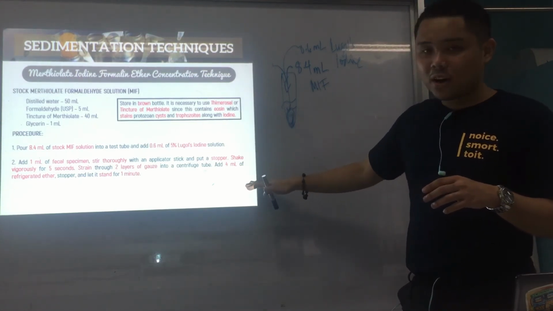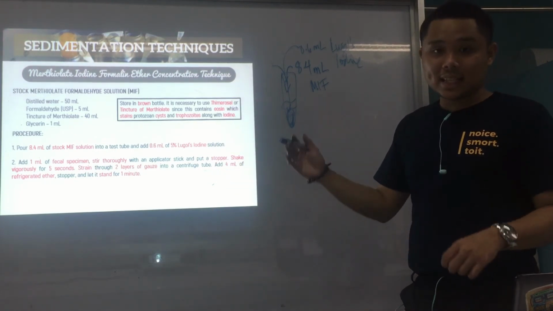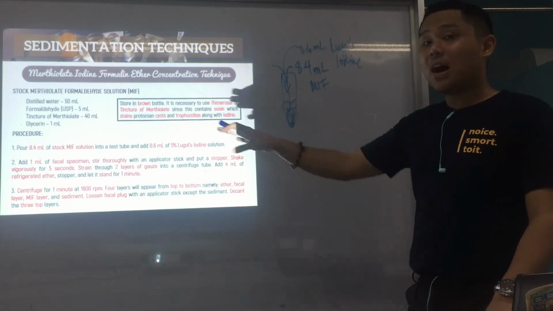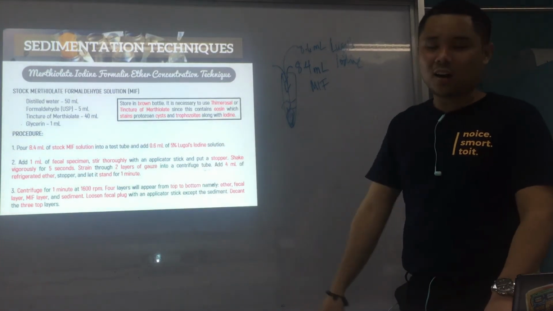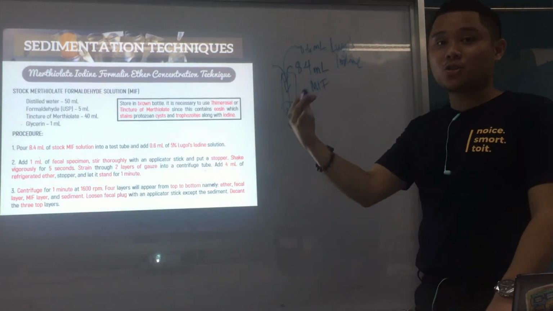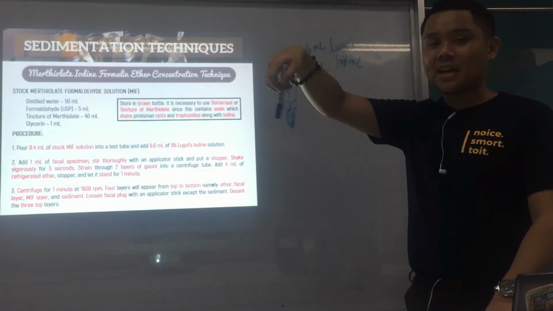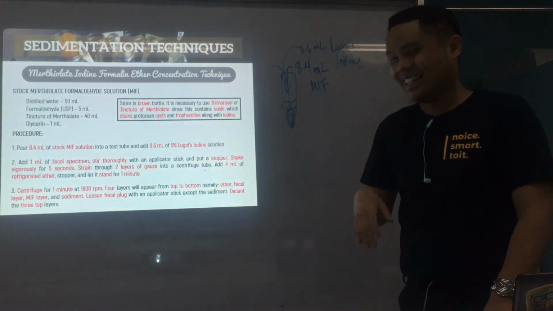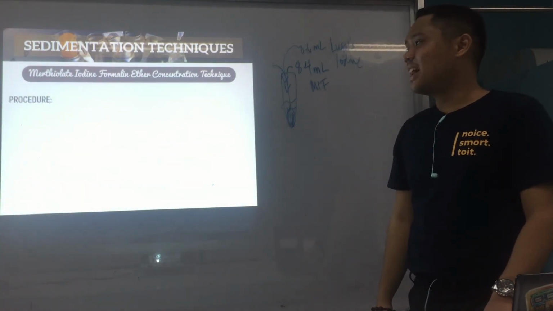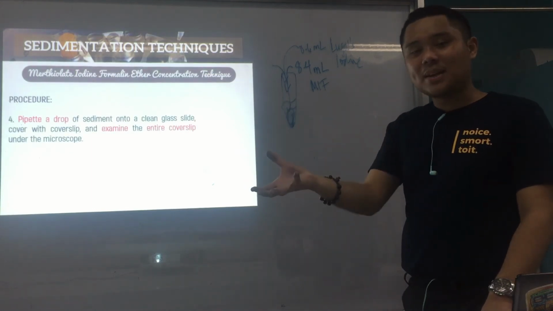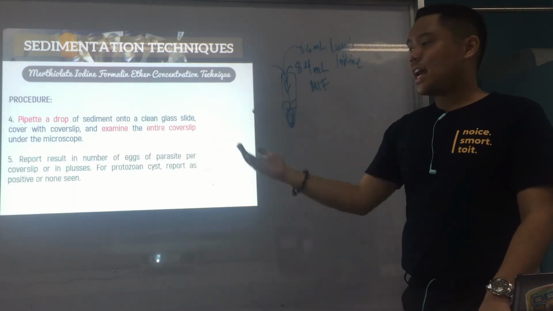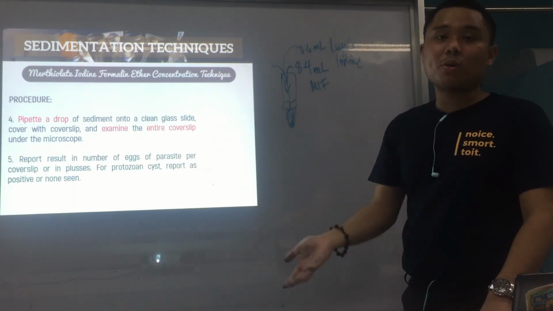Add 4 ml of ether, then stopper it, and let it stand for 1 minute. And after a while, you centrifuge at 1,600 RPM. So that is the difference, the RPM. And then you'll see 4 layers formed in the tube. So still the same, loosen the fecal plug and then decant, and then you're left with the sediment. Then pipette a drop of the sediment on a glass slide, place a cover slip, examine under the microscope, and again, report the number of eggs seen, or protozoa if there are any.